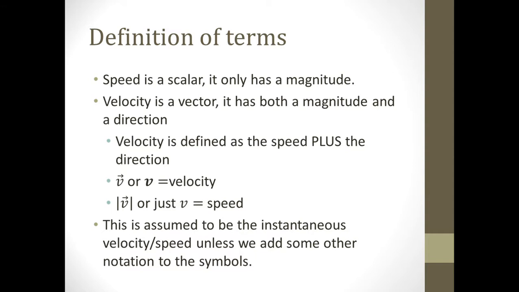Velocity is the vector. It's how fast you're going plus the direction. The way we write that is with a v with an arrow over it, or bolded sometimes in textbooks. If you just write the lowercase v by itself, unbolded, or you have the absolute value signs around it, that's what we're looking for, the speed. Now, we'll talk a little bit about the difference between instantaneous speed and average speed as we're moving along. That's more of a discussion for calculus.